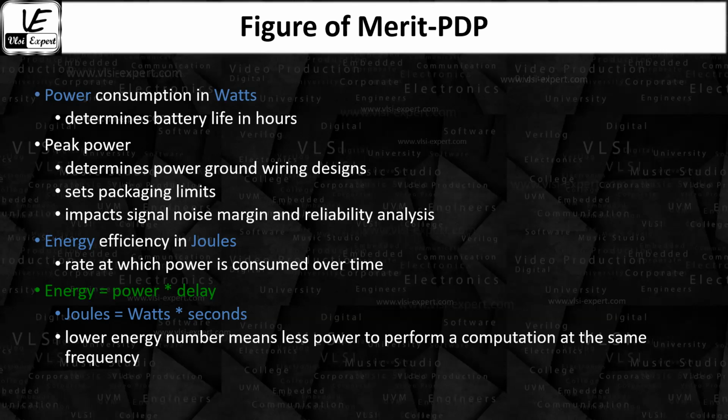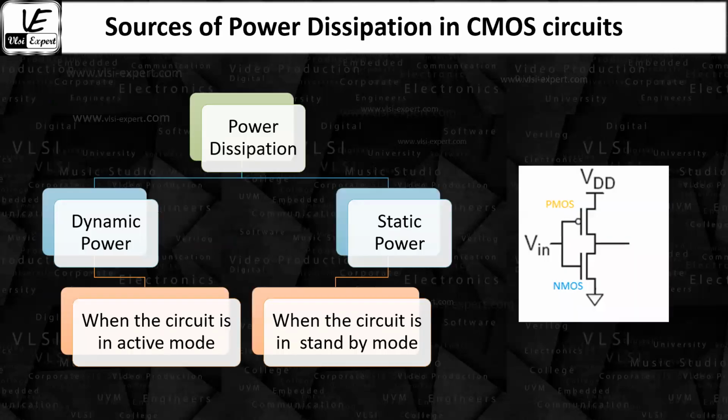If we are defining the energy efficiency in joules, then it means the rate at which power is consumed over time, which we have already discussed in the previous slide. So basically, you need to remember that the figure of merit for digital systems or for VLSI devices is power into delay. That is, joules is equal to watts into seconds. A lower energy number means less power to perform a computation at the same frequency.